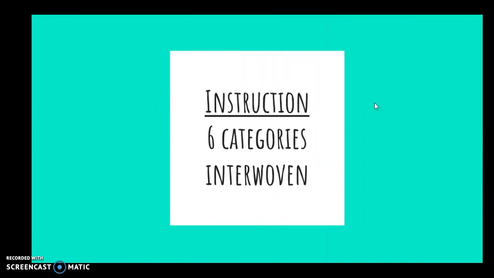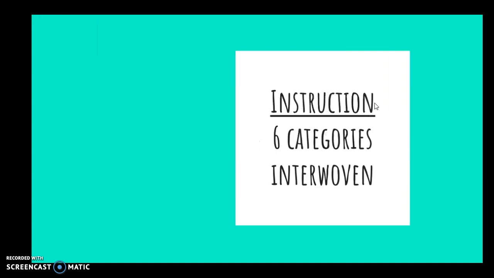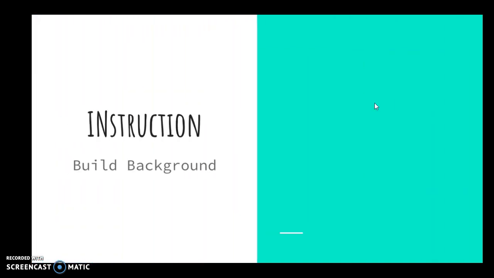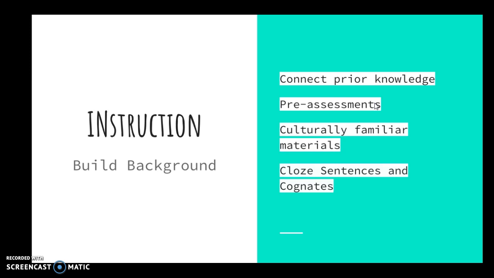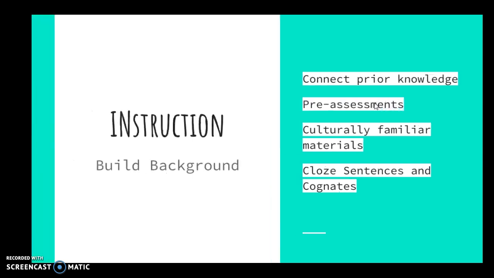Now that we've discussed the preparation aspect in the SIOP model, let's talk about the instruction aspect. There are 6 categories that are interwoven throughout a lesson. First, teachers must build background to connect prior knowledge to new content. The teacher should connect the content to students' life experiences, prior learning experiences, and key vocabulary through prior assessments. Teachers should include culturally familiar perspectives to help students build background knowledge. Teachers can use closed sentences where students fill in the missing word, or include cognates to help build connections.